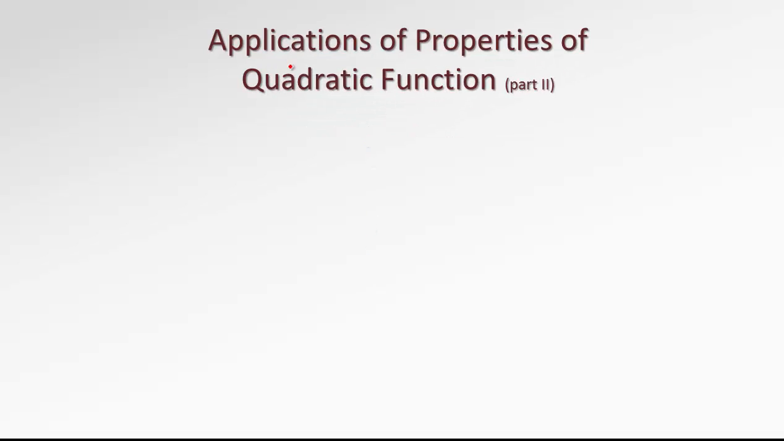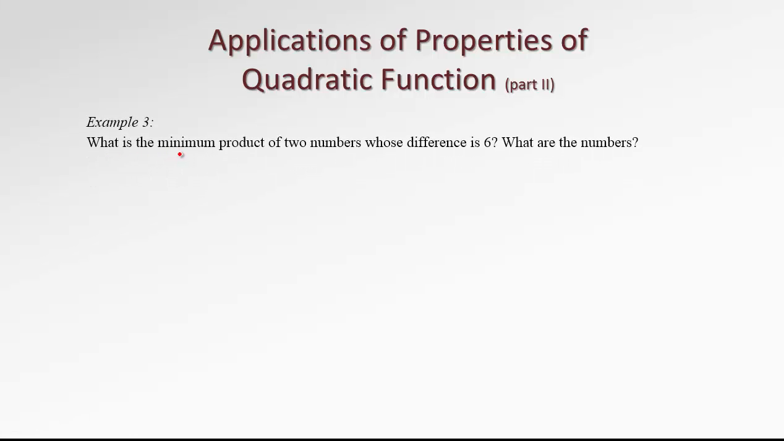In this video, we'll continue working with applications of properties of quadratic functions. Let's say we would like to find the minimum product of two numbers whose difference is 6. What are these numbers? To answer these questions, assume that our numbers are called x and y. So let x and y be the two numbers.